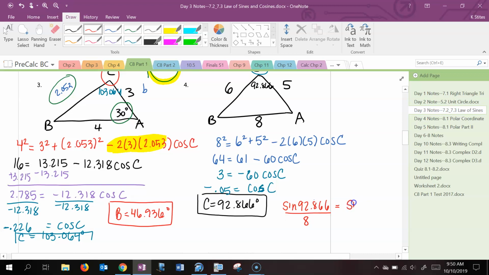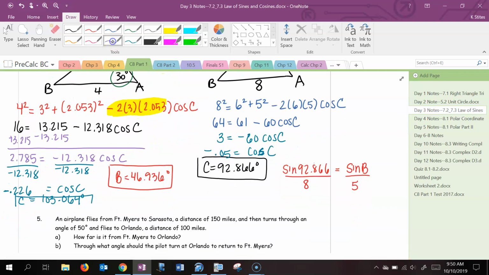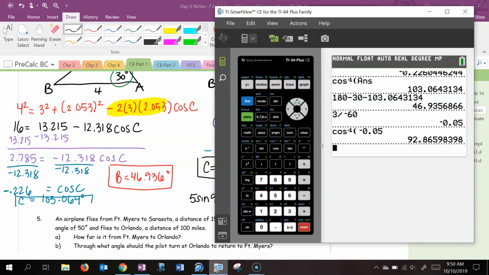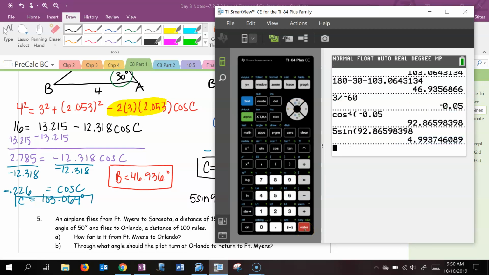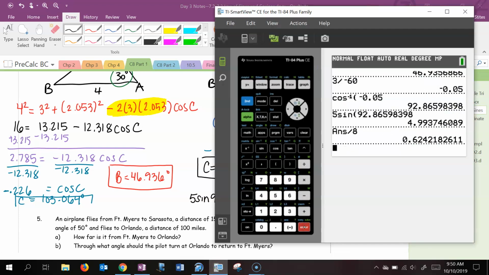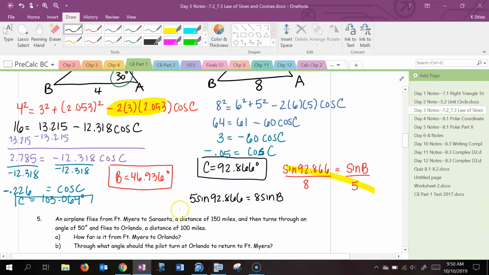over its matching side is 8. And I'm just going to pick an angle. I'll do sine of B over its matching side is 5. And then I will cross multiply. Okay, so I have 5 sine of this angle, and I am dividing by 8. And this right here is your sine of angle B.